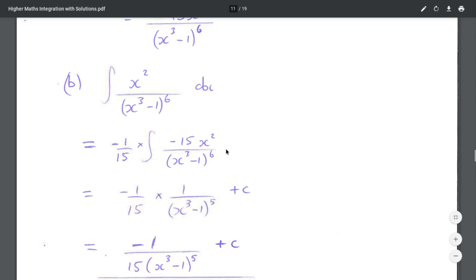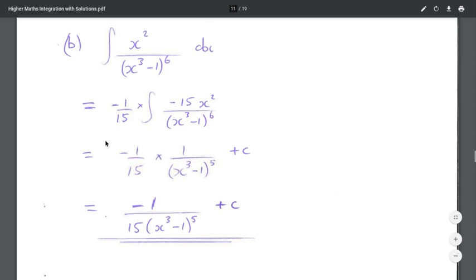So integrate all of this. Oh dear, I've not put dx there. That's very bad. There should definitely be a dx there, because I've not integrated yet. So that'll be negative 1/15 of 1 over bracket to the 5. So just multiply through. So negative 1 multiplied by 1, negative 1 over 15 bracket to the 5.